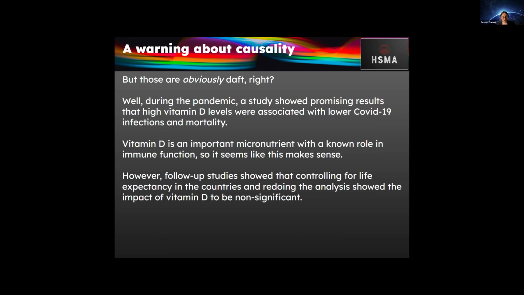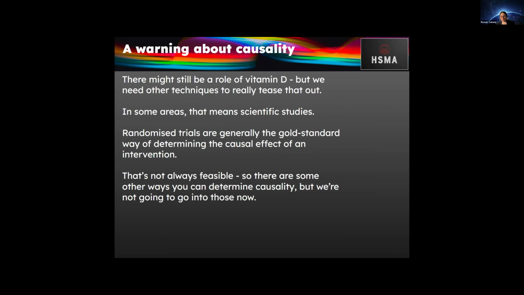COVID-19 mortality. Perfect. But lots of follow-up studies showed that controlling for things like life expectancy in the countries that these observational studies were done on, and redoing the analysis, showed the impact of vitamin D to be non-significant. But it would be so easy to jump on that, to see this pattern and to do something with it. There might still be a role of it, but we need other techniques to really tease that out.